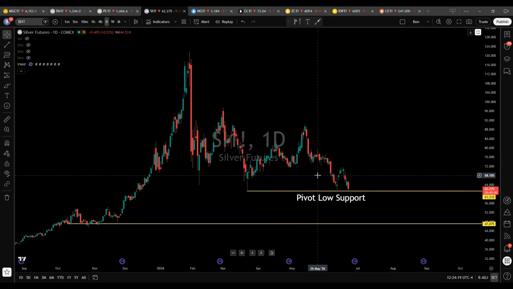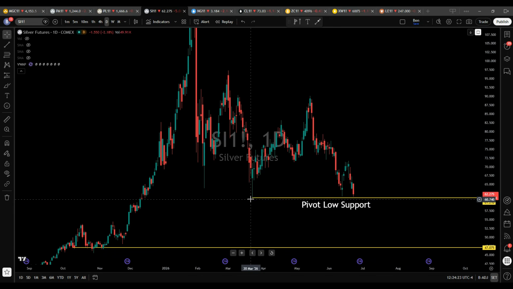Let's take a look at silver. Silver is into a pivot low support right here. This is the low from the 23rd of March, 2026. So it's pretty recent. As you can see, we formed a little bit of a head and shoulders pattern on the chart of silver. So what we're going to do is identify where the potential measured move would be.